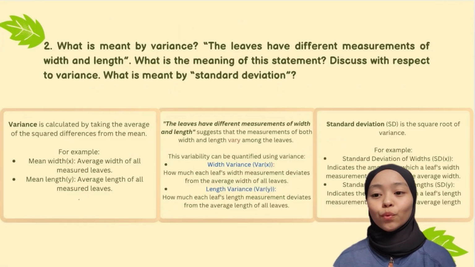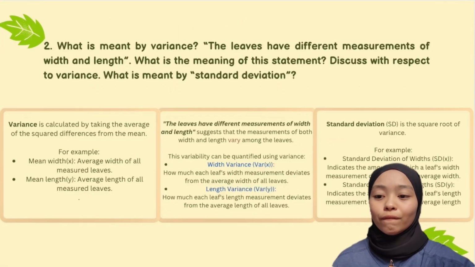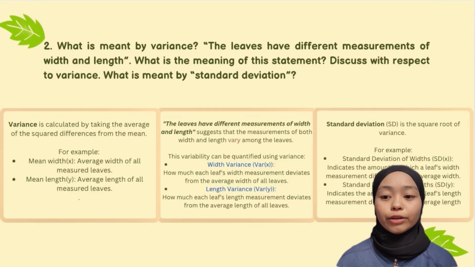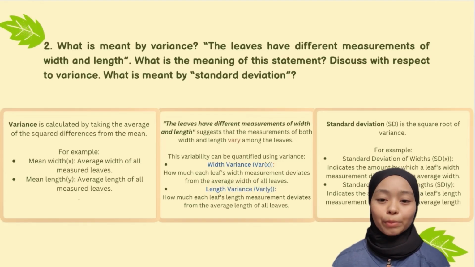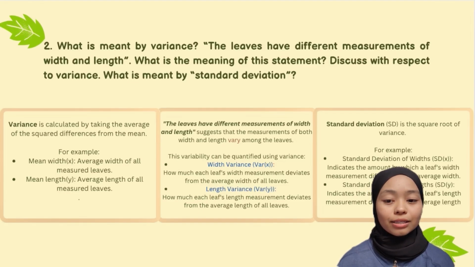For question 2, what is meant by variance? Variance is calculated by taking the average of the squared differences from the mean. For example, mean width is the average width of all measured leaves, and mean length is the average length of all measured leaves. The statement that the leaves have different measurements of width and length suggests that the measurements of both width and length vary among the leaves.